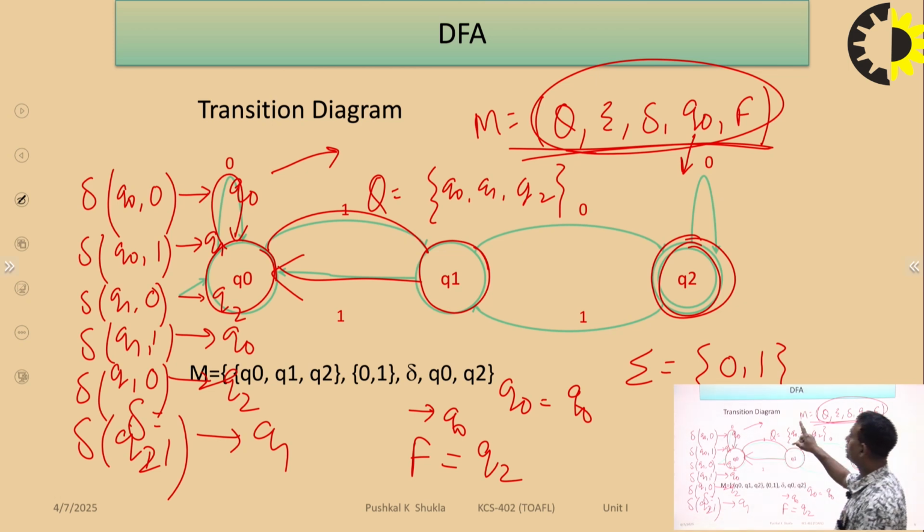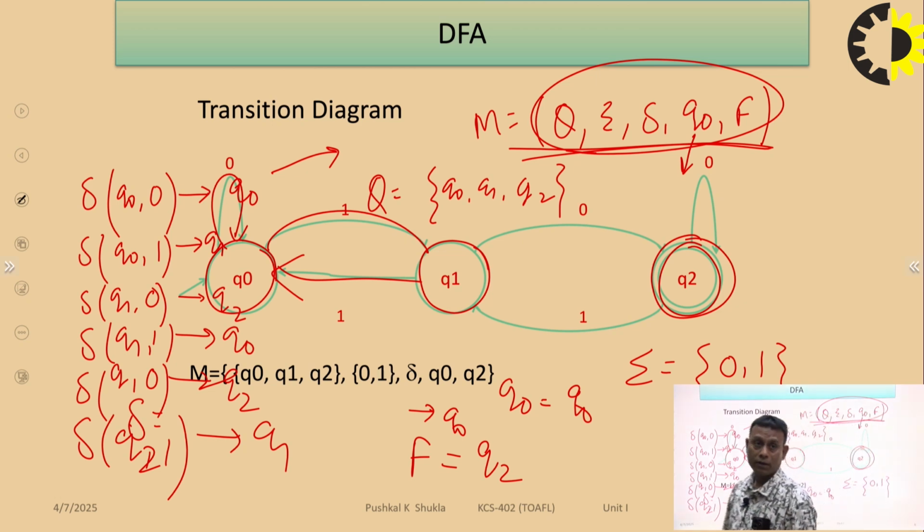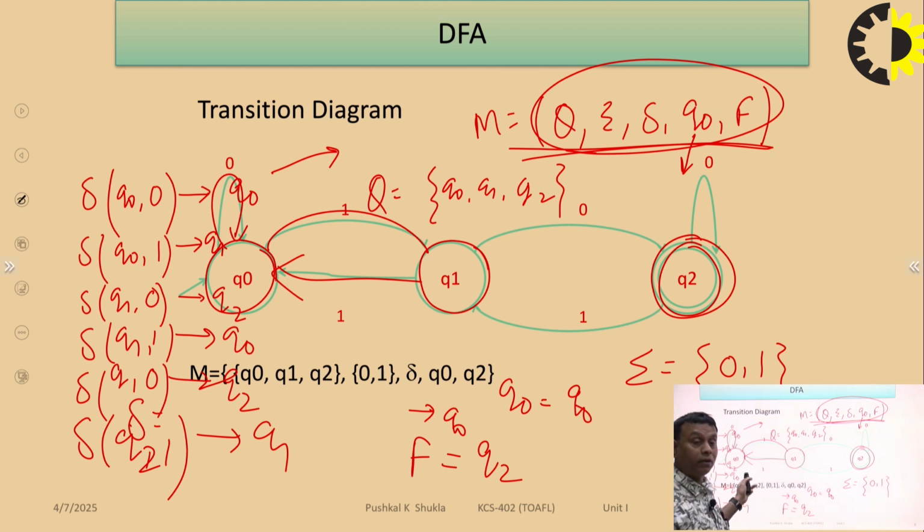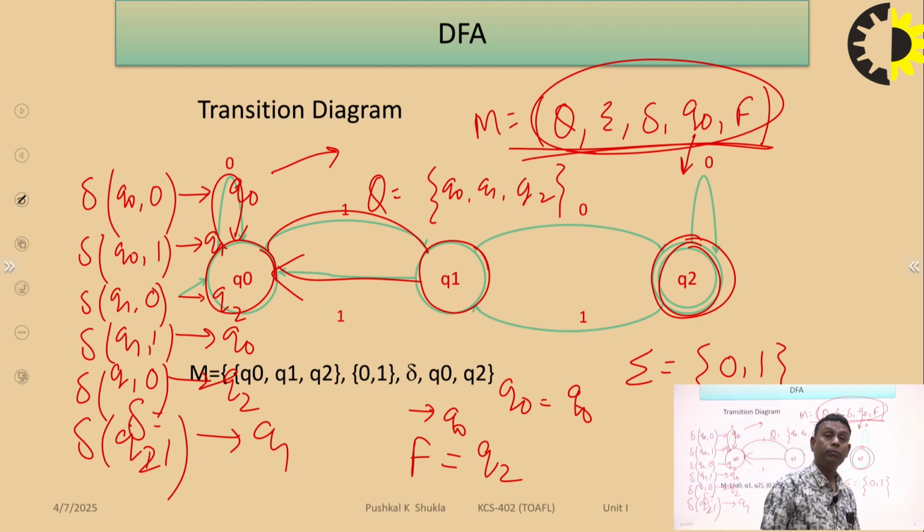So this is a transition diagram of the DFA, the deterministic finite automaton, and we see it is deterministic because for every given state and given input it goes to a fixed, particular state. That's why it is known as a deterministic finite automaton.